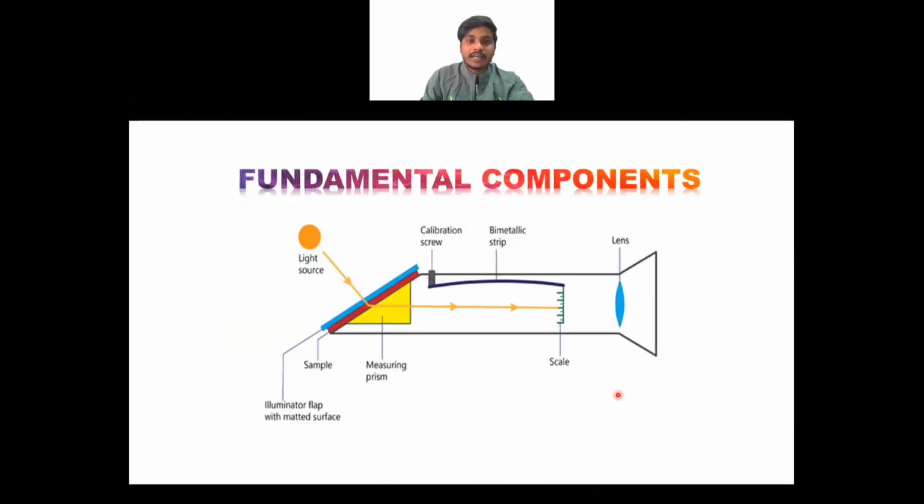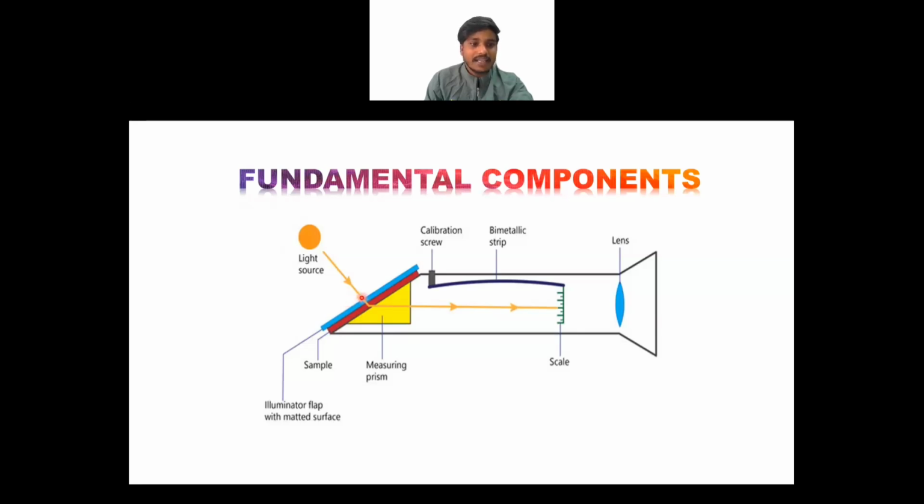Now let's see what the fundamental components involved in a handheld refractometer are. Light source. The light source may be the sun or an LED. And next, prism. The glass prism is where the sample is placed. It's responsible for refracting light through the sample. And then illuminator. The illuminator provides light to pass through the sample.